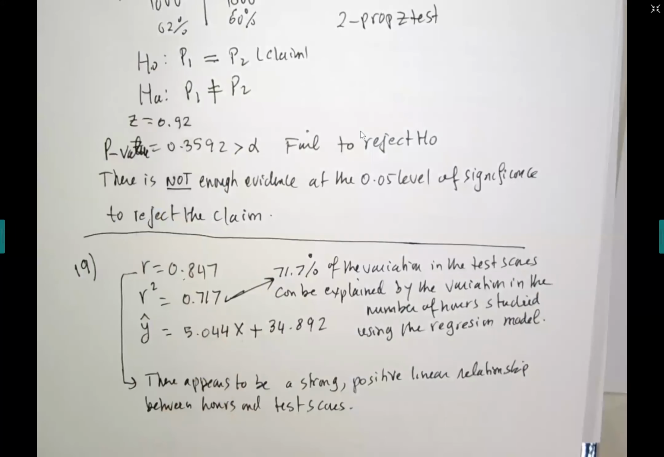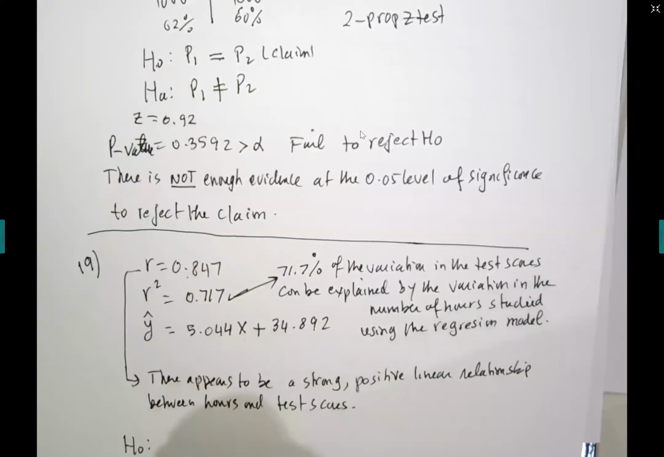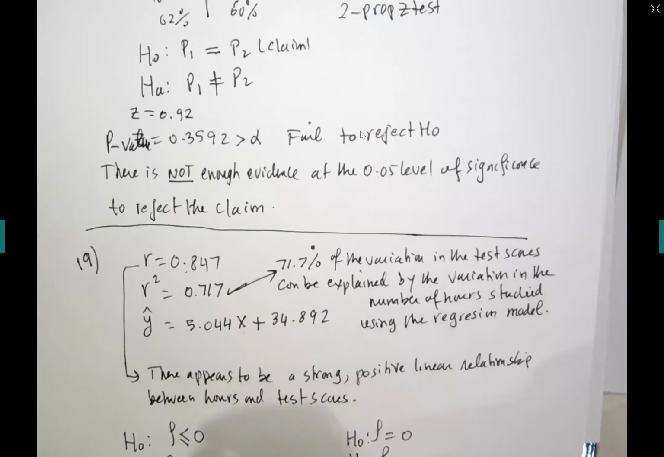Now, he wants us to test the claim that the correlation coefficient is positive. So here's how we test the claim. Rho, this is the population correlation coefficient. And for my students on campus, you put less than or equal to 0, but for students online, this is what you put. Greater than 0 and equal to 0.